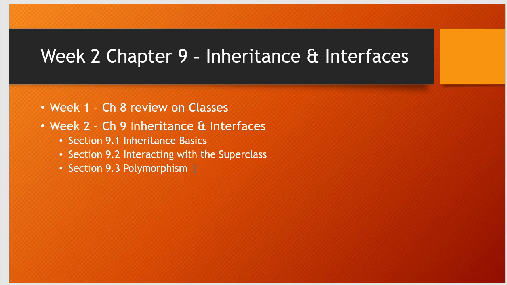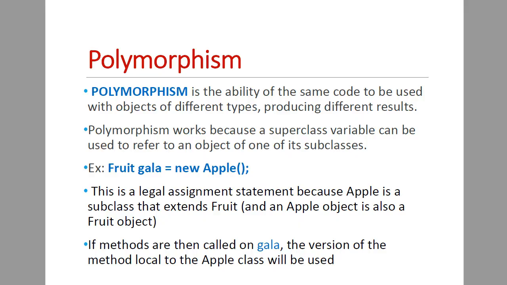Polymorphism is probably the most confusing topic that we will deal with this chapter, so I'm going to spend a lot of time in code trying to explain it to you. Polymorphism is the ability of the same code to be used with objects of different types and producing different results, and specifically executing different code.